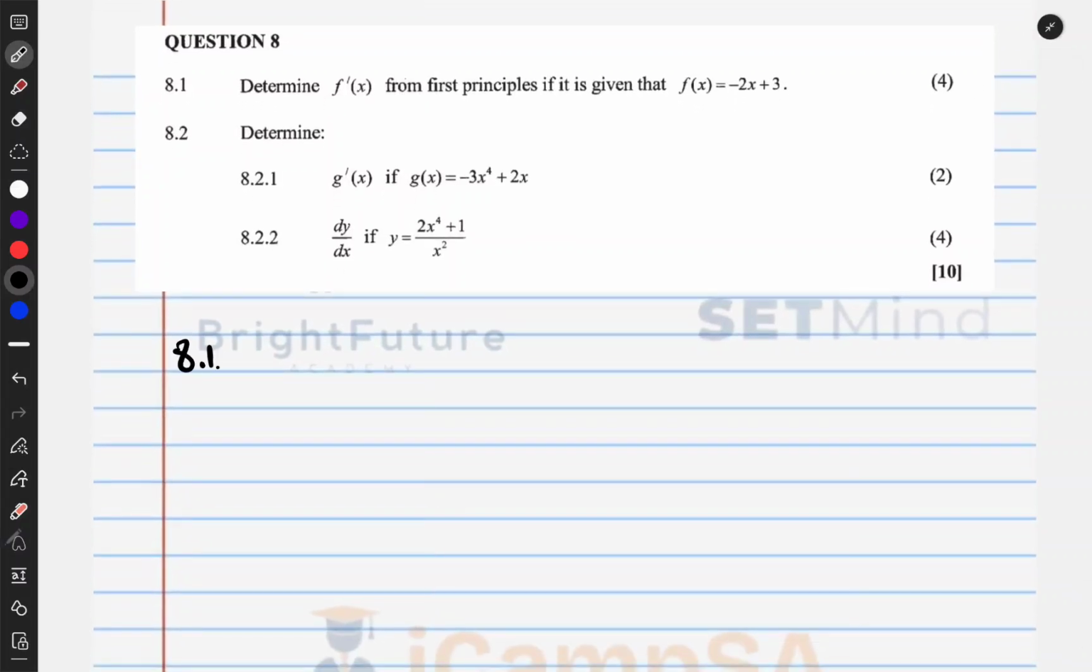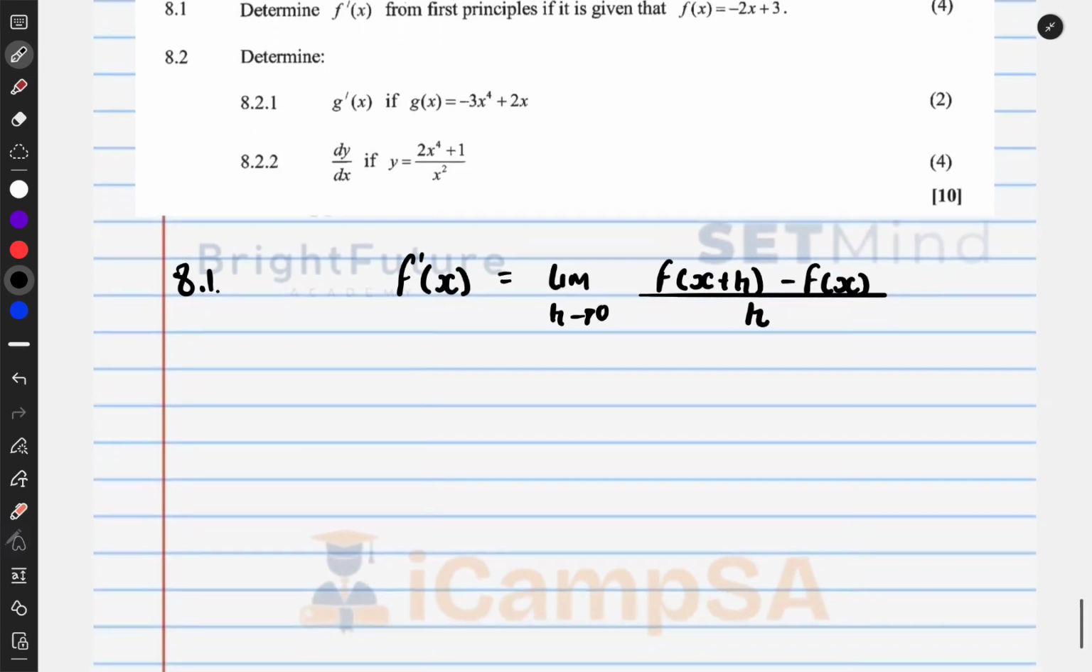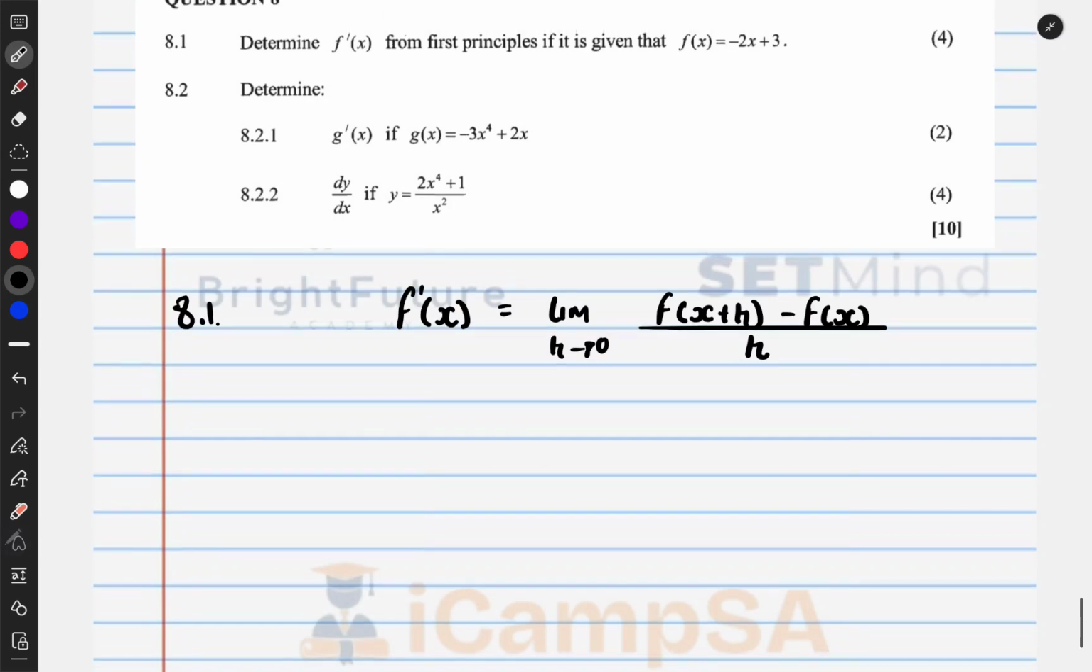Okay, so for 8.1 we're asked to determine f prime x from first principles, and if you remember, the equation that we use to determine the derivative from first principles is f prime x is equal to the limit as h approaches 0 of f at x plus h minus f at x, divided by h. Okay, so we already have f at x there. We know that f at x is minus 2x plus 3.